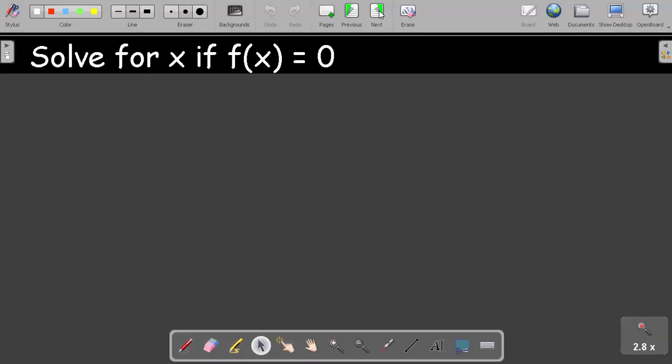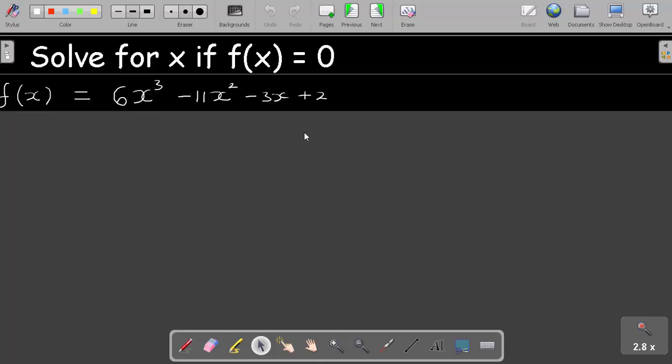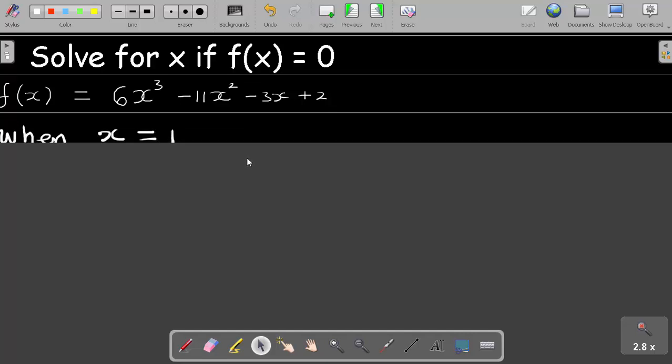Now if I want to solve, for example, this one here, they say solve for x if f(x) equals 0, and they gave us this equation here, that is f(x) equals 6x cubed minus 11x squared minus 3x plus 2. We are solving this one by equating it to 0. Okay, so what do we have here?